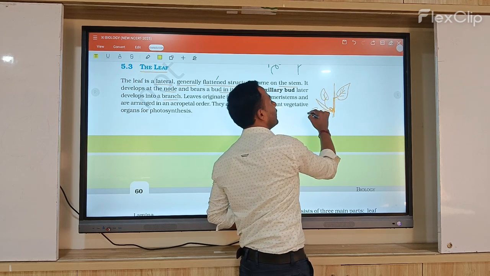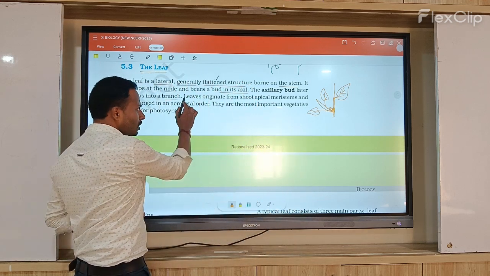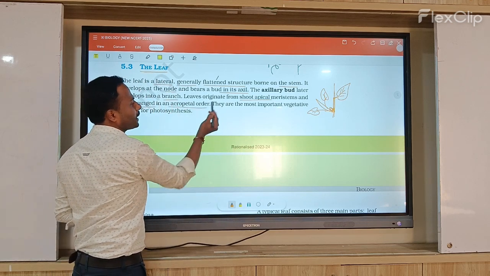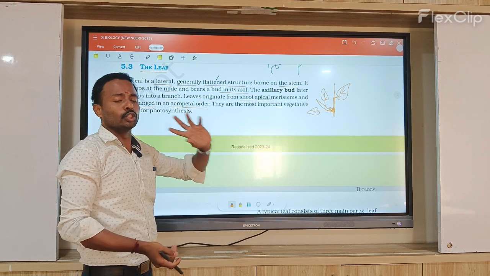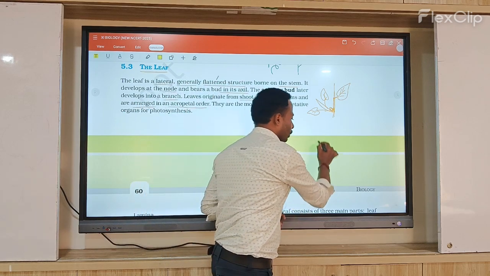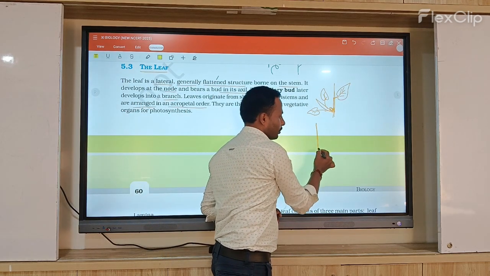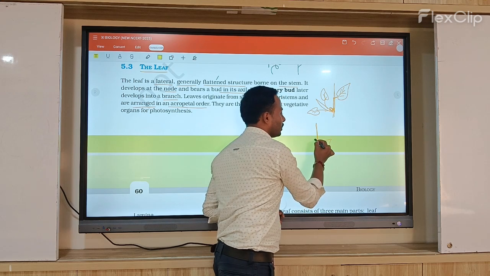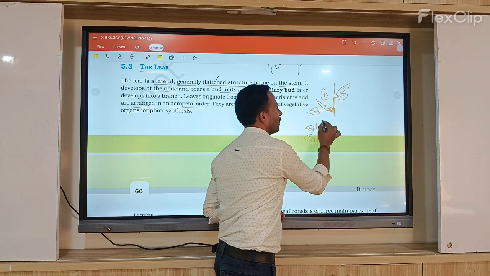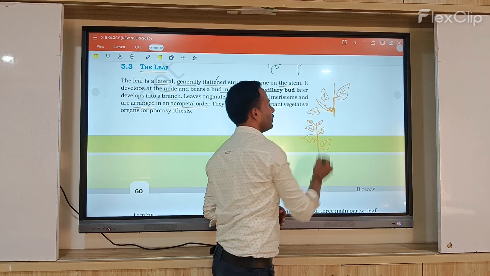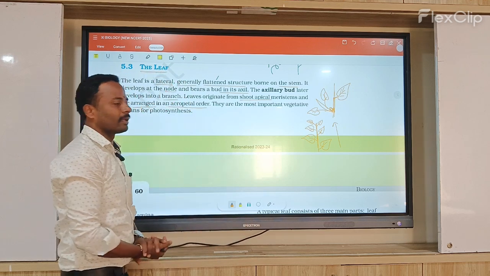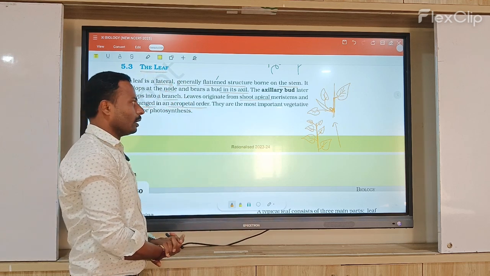The leaves originate from the shoot apical meristem and are arranged in an acropetal order. Acropetal manner means, here it is a stem. The larger leaves are arranged at the basal side. When we go to the terminal part, the leaves get shorter. So this arrangement, from large to short, is called the acropetal manner.